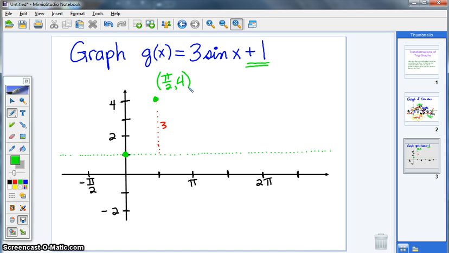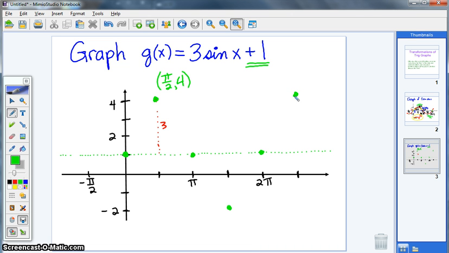And then we just repeat this pattern. So we had a midpoint, we have a high point, so now again we have a midpoint, then we have a low point, 3 units below 1 puts me at -2. We have a midpoint again, we have a high point again, etc.